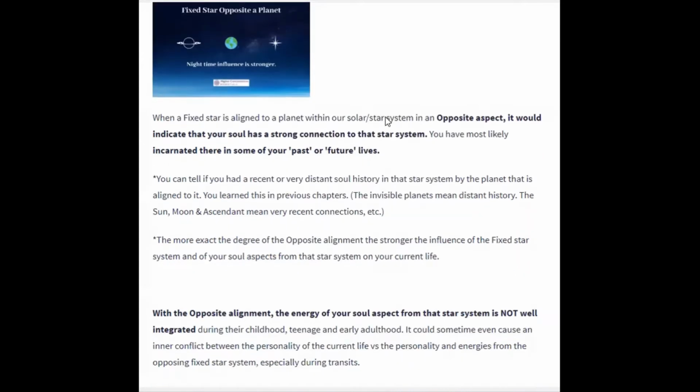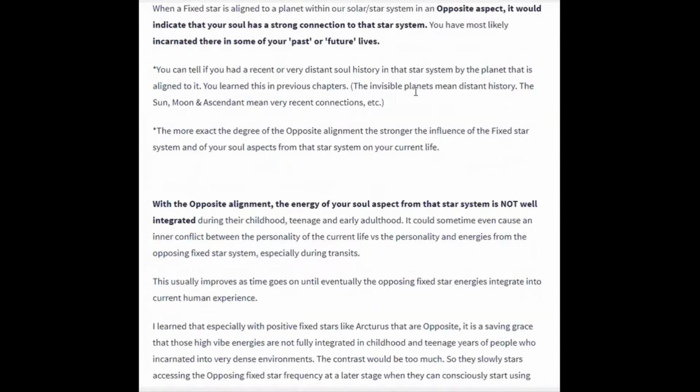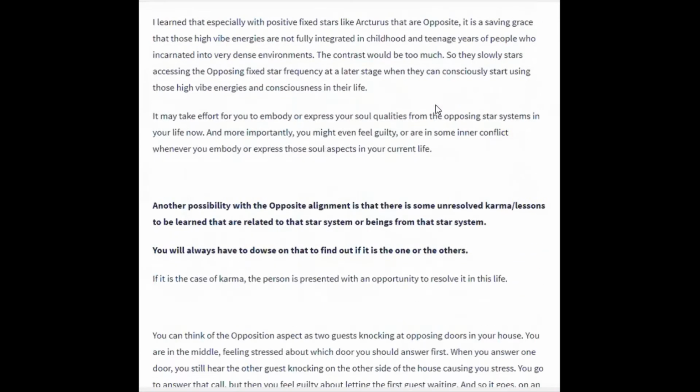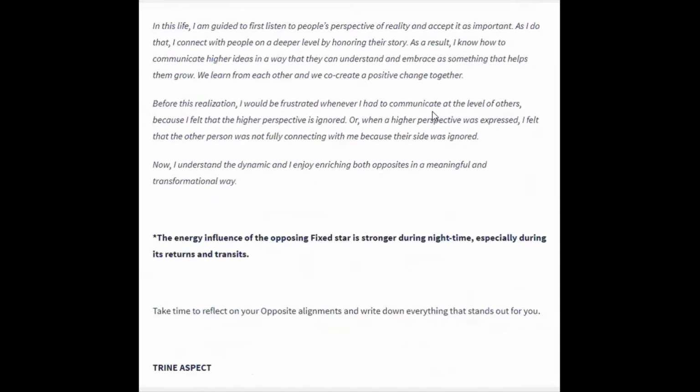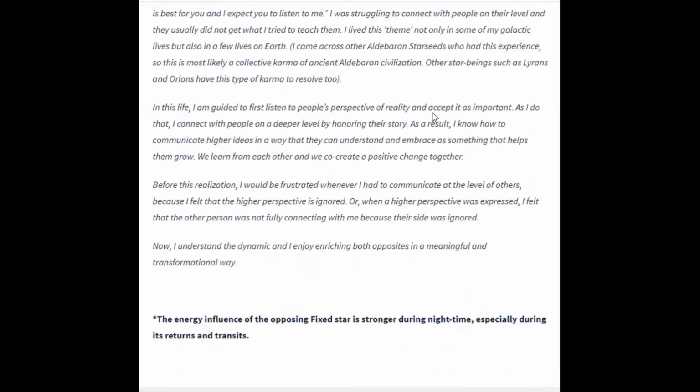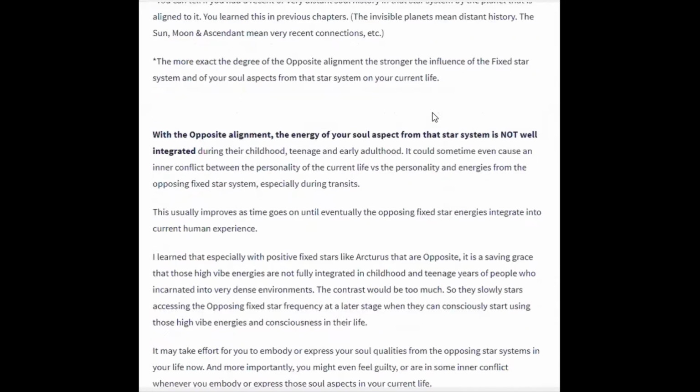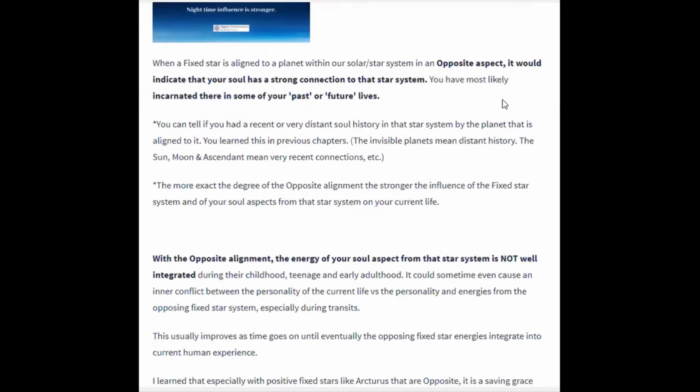Okay, well, I don't want to read you all this beautiful language because you can read it yourself, but I'll show you as we scroll down. Look at all this amazing information that Julia gives us. Let me just read the first header for you though. An oppositional aspect in your soul chart would indicate that not only do you have a strong connection to that star system, but more than likely you've had a past life or future life there. We say the same thing about our conjunctions. So let me stop sharing for a moment.